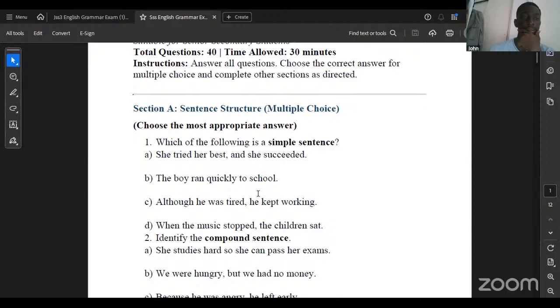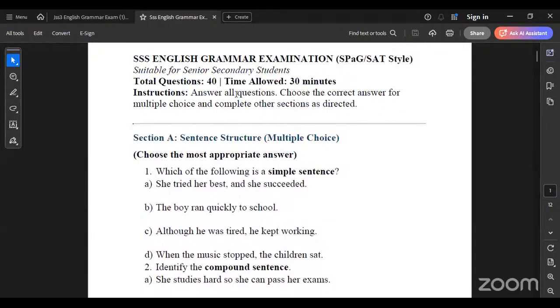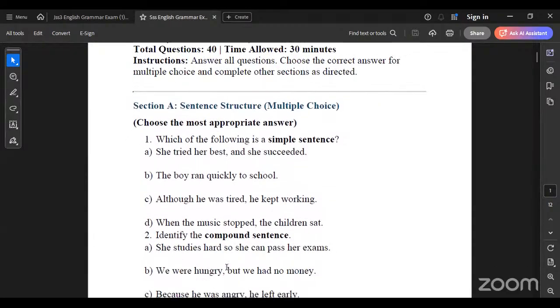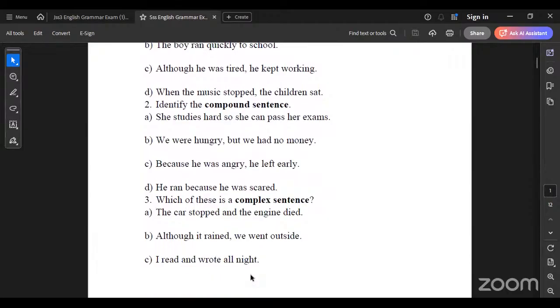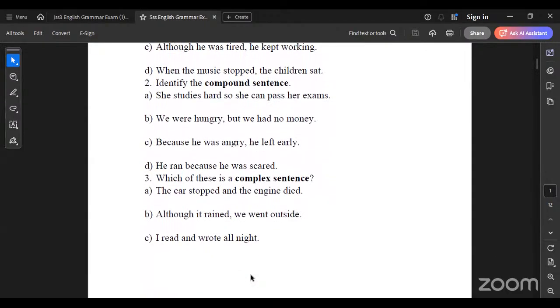Number 1, which of the following is a simple sentence? So read through quickly and pick. It's B. The boy ran quickly to school. Okay, nice. I like that too because it's going to be timed, so you have to read quick and answer quick. All right, number 2.